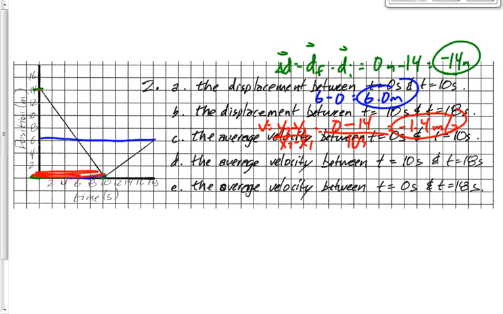Now what do we got? The average velocity between 10 and 18 seconds. Well, we're going to do the same thing, y2 minus y1 over x2 minus x1. This time it's 6 minus 0 over 18 minus 10. We get 6 over 8, which is 0.75 meters per second. Positive or negative?